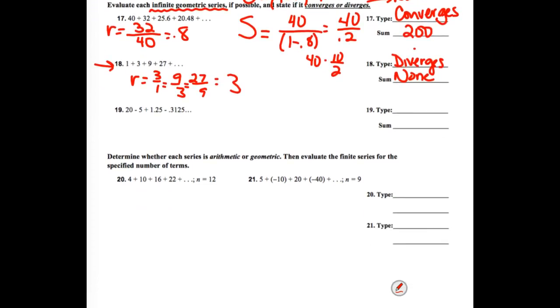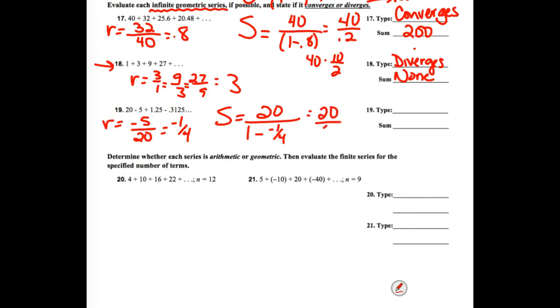Question 19. What is the R value? All right. -5 divided by 20 is -1/4. Okay. How would it look if we left it as a fraction here? So we have the sum is first term divided by 1 minus R. What's 1 minus -1/4? So 5/4.